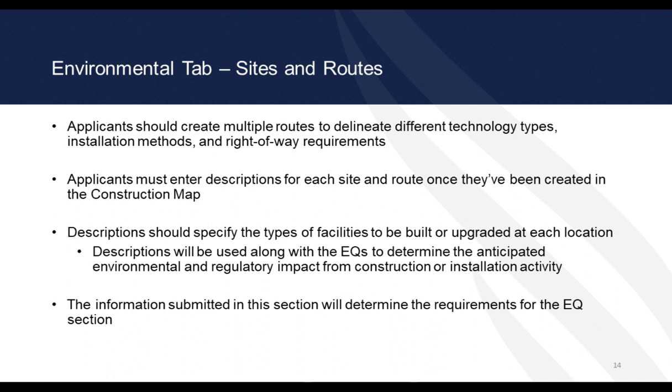The next section in the environmental tab is called Site/Route Descriptions. As mentioned in the previous slide, sites and routes are drawn on the construction map. Sites will include assets, again, such as newer existing facilities, towers, parking lots, access roads, and large cabinet installations. Existing sites or central offices that will house ReConnect-funded equipment must also be identified as a site on the construction map, and the type of equipment installed must be described in the system.